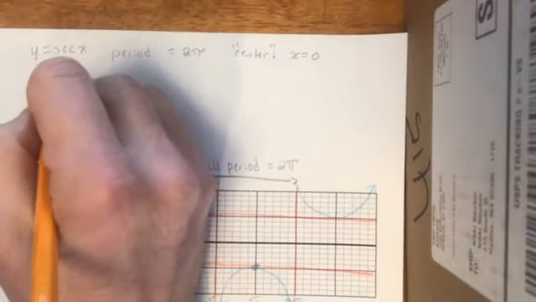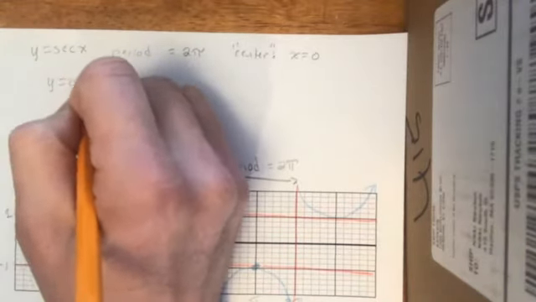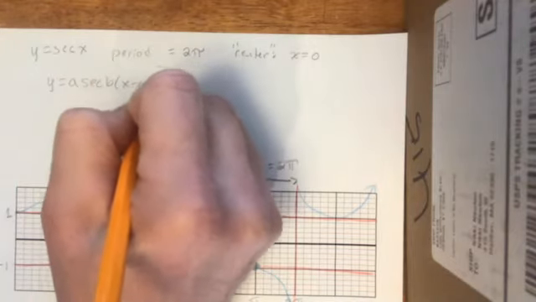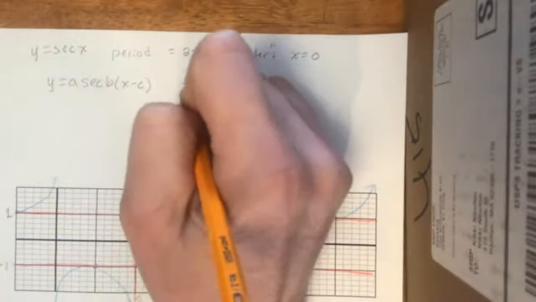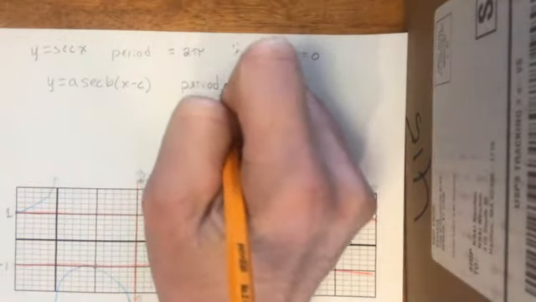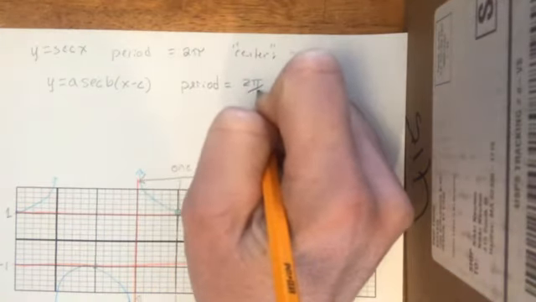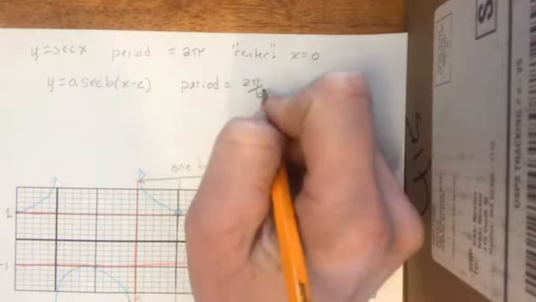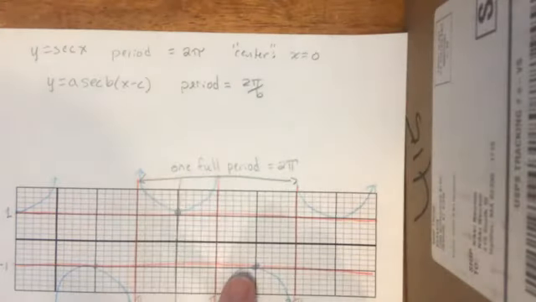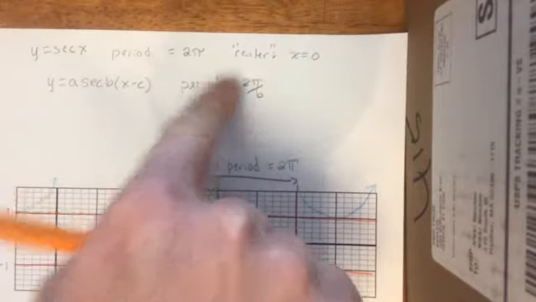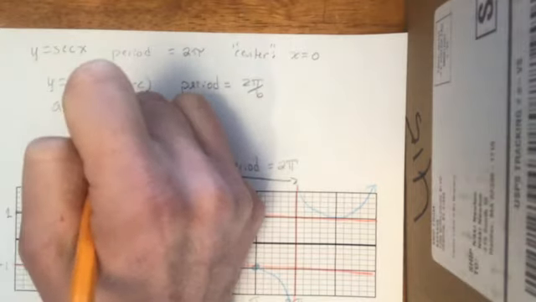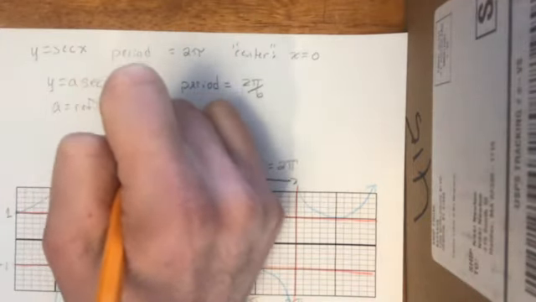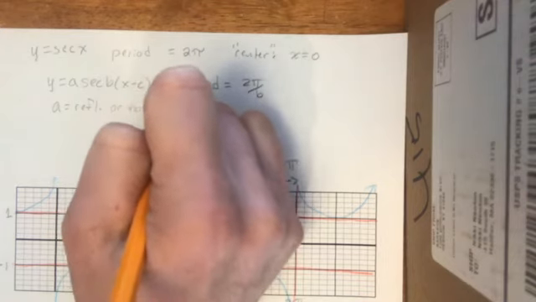So if I have a transformation on my secant function, it could look like a secant of bx minus c, and we're not doing the vertical transformations here. So the period is 2 pi over b, much like cosine. But remember, that gives us the top and the bottom curve in that one period.